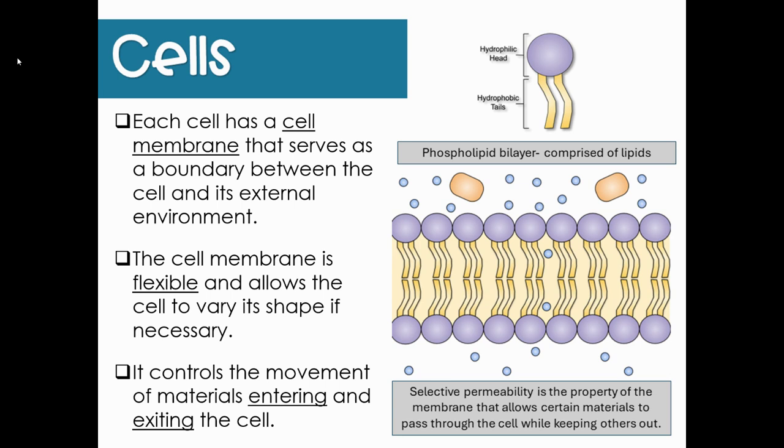If you'll remember, the cell membrane is made up of these things called phospholipids, and they form a double layer. So we call it a phospholipid bilayer. But in just a little bit, we're going to review macromolecules. And remember, one of the macromolecules are lipids, and our phospholipid bilayer is comprised of lipids.